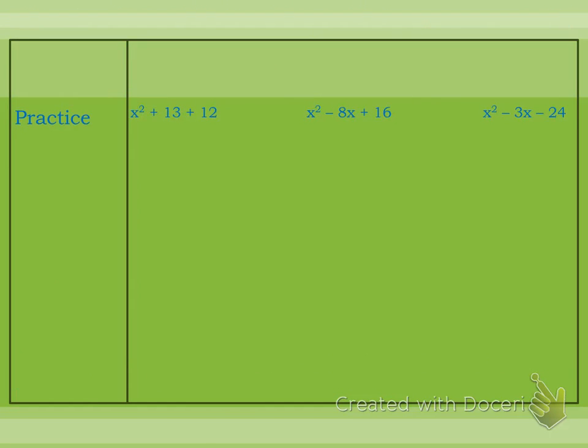Now, for practice, I have to figure out what adds to 13 and what multiplies to 12. Now, let's start with 3 and 4, because I know 3 and 4 equals 12. That's good. 3 plus 4 does not equal 13. That's not good.